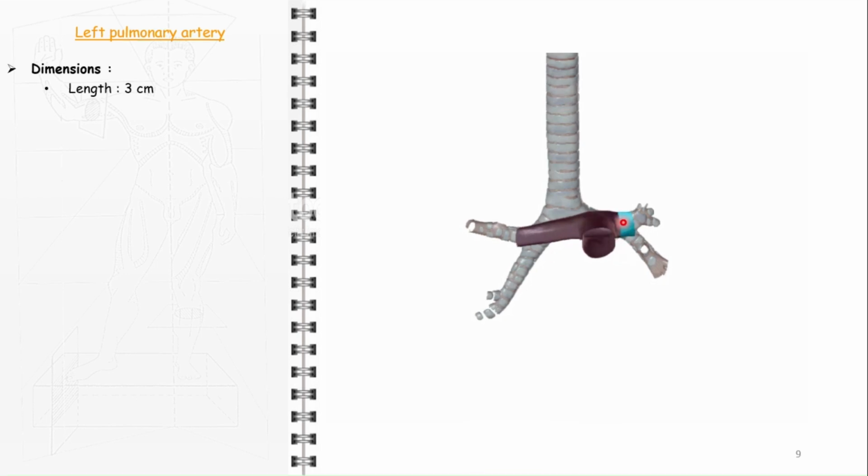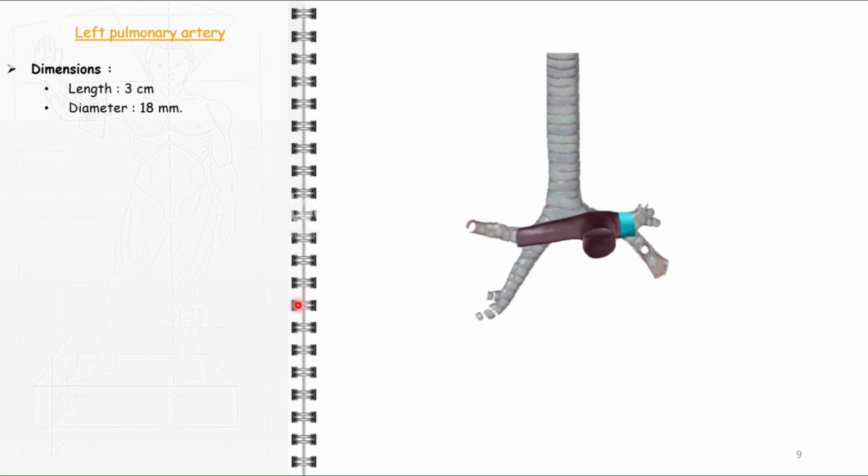Let's discuss now the left pulmonary artery. It is shorter and smaller in diameter than the right pulmonary artery. It measures 3 centimeters in length and 18 millimeters in diameter. From its origin, the left pulmonary artery is immediately part of the left pulmonary pedicle.